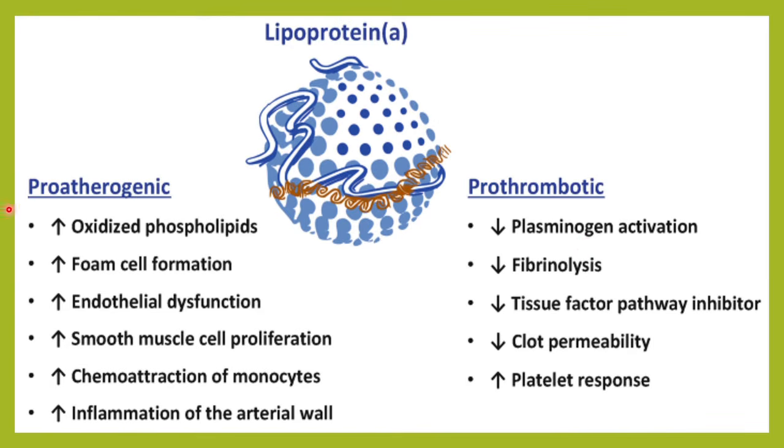It is proatherogenic because there are oxidized phospholipids. It helps in foam cell formation. It causes endothelial dysfunction. It causes increased smooth muscle proliferation. It causes increased chemoattraction of the monocytes, and it also causes inflammation of the arterial wall. Whereas it also decreases plasminogen activation, so that the breakdown of whatever thrombus is formed is reduced. It will decrease the fibrinolysis, it will decrease the clot permeability, and it will increase the platelet response. That is why it is prothrombotic.